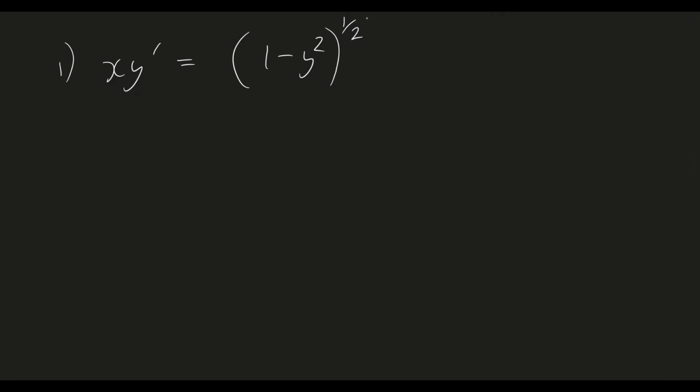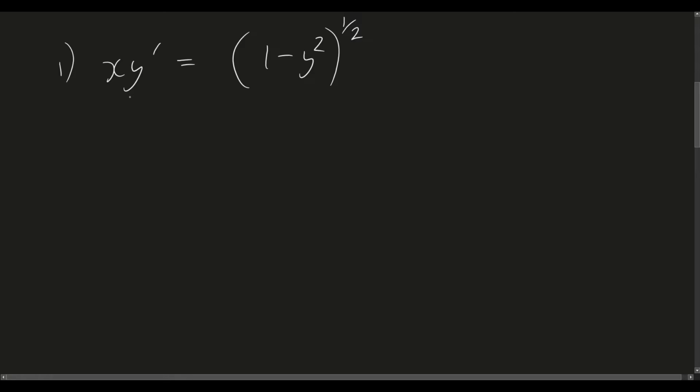Okay, so let's have a quick look at our first example here. For our first problem, we're given x y prime is equal to 1 minus y squared, all to the power of a half. There's one really quick thing that we can do to make this problem look a lot more approachable, and that is to write this as dy on dx instead of y prime. So let's do that real quick, and we're left with x dy dx equals, again, 1 minus y squared all to the half.